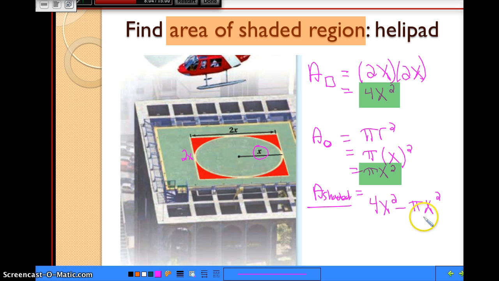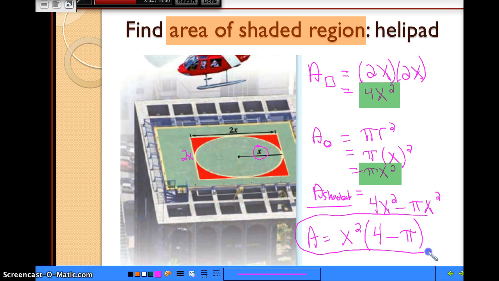When you go ahead and subtract those, this is one way to leave the answer. The other way to leave the answer is to think about taking out the GCF. And both of these terms have an x squared in common. So we're going to take out the x squared from both. X squared times what gives me the first term? 4. Minus x squared times what gives me the second term? Pi. So that's the answer of the area of the shaded region in factored form.